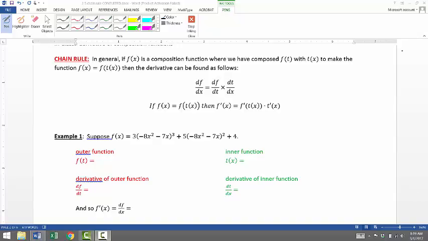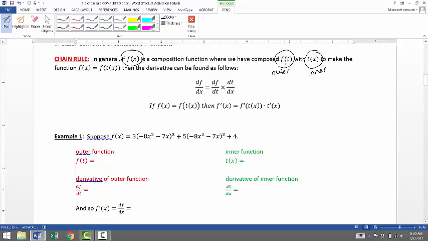In this video, we're continuing with our discussion of the chain rule. We're on page 2. So first, the chain rule. It says if you have a function f of x, it's a composition function. So we're going to think of the function f of x as a composition of the outer function f of t and an inner function t of x.